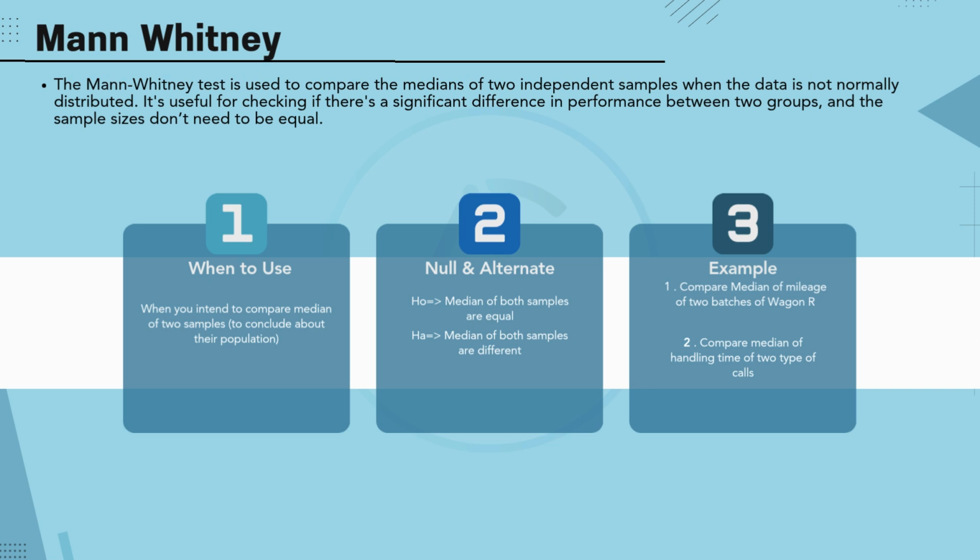Examples. 1. Comparing the median fuel mileage between two batches of Wagon R cars to check consistency. 2. Comparing the median handling time of two types of customer calls to see if there's a significant performance difference. This test is especially useful in real-world operations where the data doesn't meet parametric assumptions, which is quite common in service processes or small sample environments.